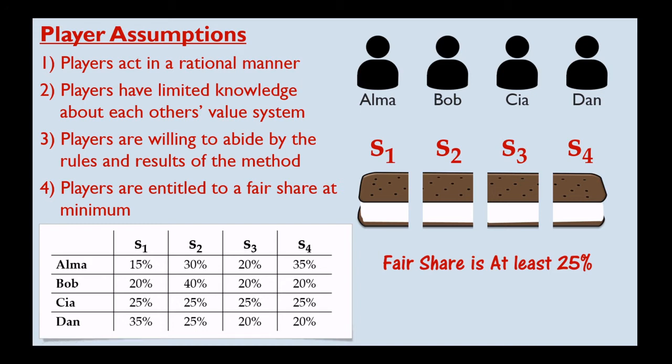Likewise, if Alma received the second share, that would be fair because 30% or that share in Alma's view is a fair share because it's at least 25%. Even though she views the fourth share as being a bigger share.